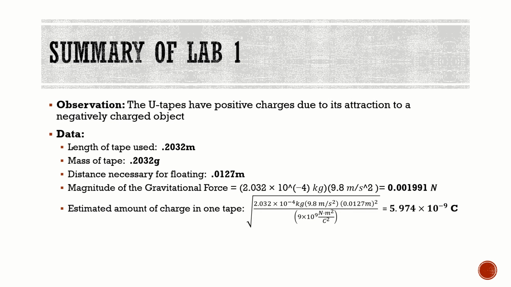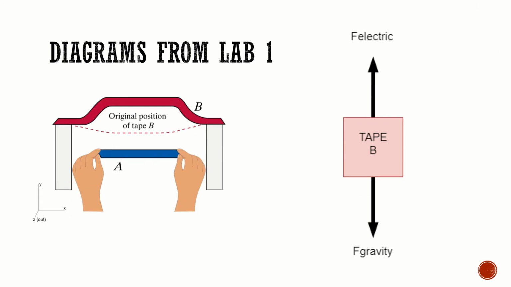So here's a quick summary of Lab 1. An important observation we found is that the U-tapes have a positive charge, and a couple of data points. The length of the tape used is approximately 0.2 meters, and the estimated amount of charge in one tape we found as 5.974 times 10 to the negative 9 coulombs. And here's also a quick look at the diagrams from lab 1.